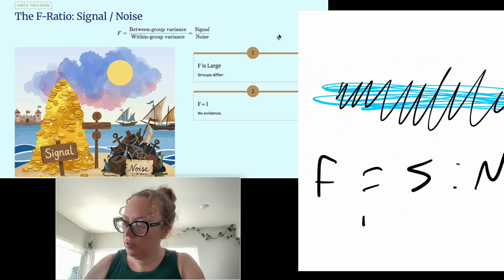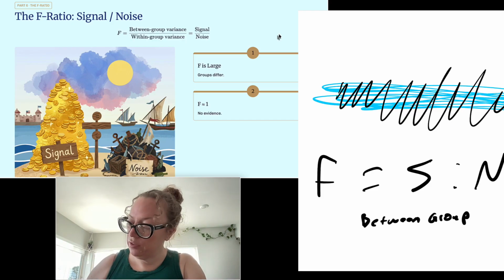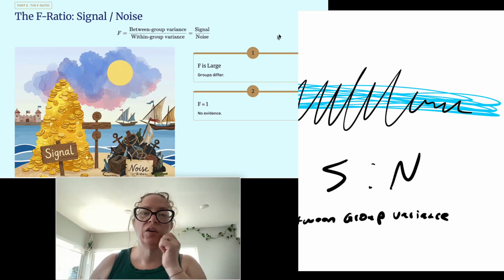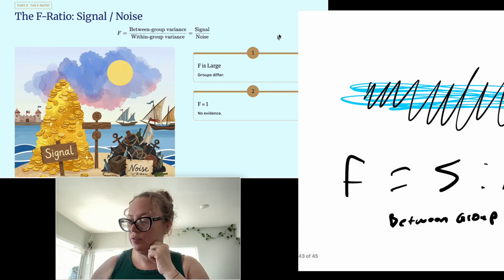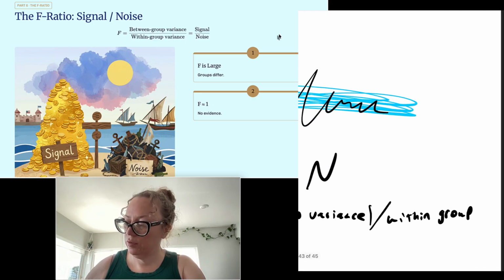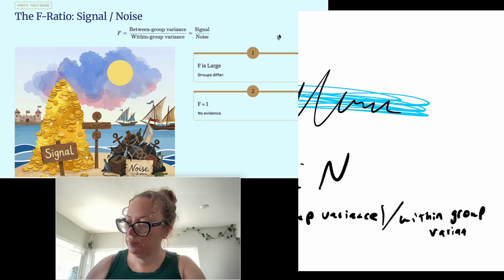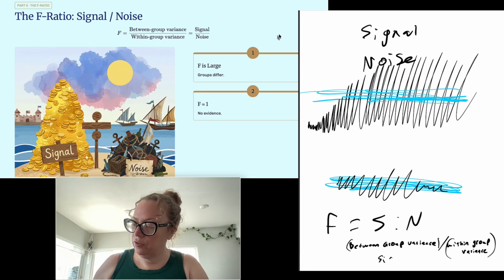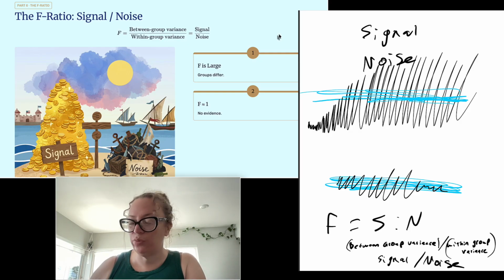So F is the between group variance, divided by the within group variance. That equals signal divided by noise. The signal is the between group variance, and the noise is the within group variance.